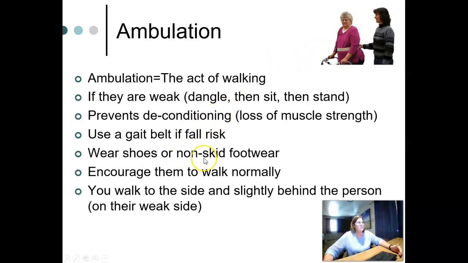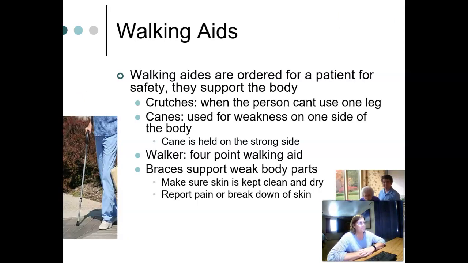People should always wear shoes or non-skid footwear. Encourage them to walk as normally as possible. And if they do have a weak side, we are going to walk to the side of them, slightly behind. So here's their shoulder, here's my shoulder. So they're right here, I'm right here. I don't want to walk directly behind them, because then my feet are going to be kicking into their feet and potentially knocking them over. But I would walk on their weak side. If they had a cane, the cane would go on the strong side.